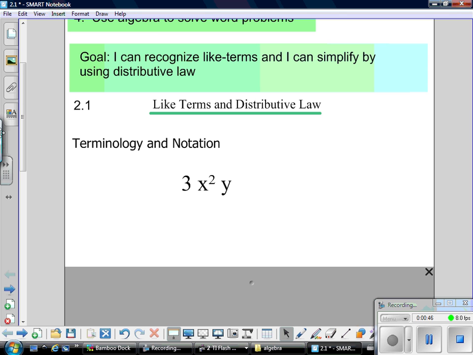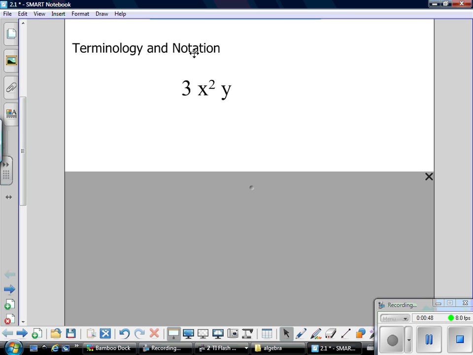Okay, so you have terminology and notation. Notation is just a fancy word for how do I write something down. So when I look at this here, 3x squared y, what's happening here is a couple different things. Here are variables. Variables means they are letters that are standing in for numbers. The reason they're variable is they can change depending on the type of question we're dealing with.